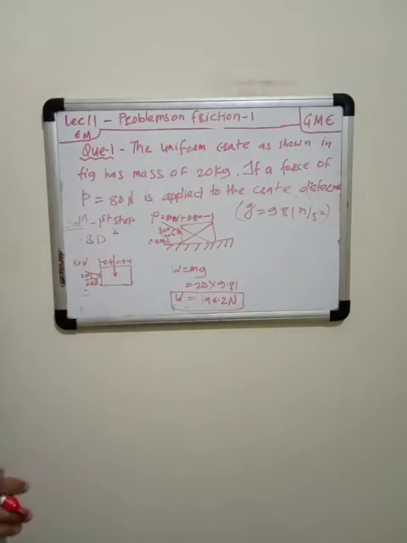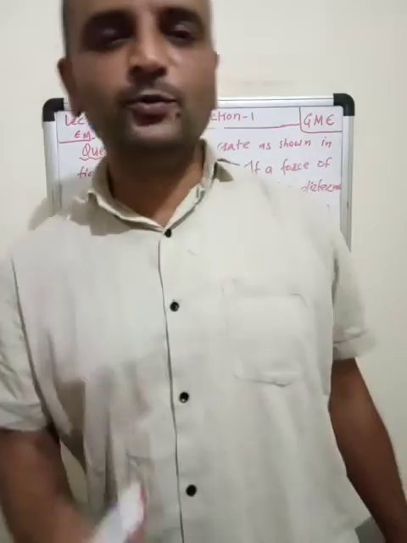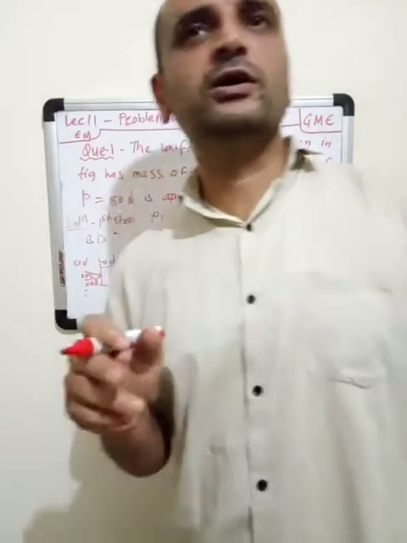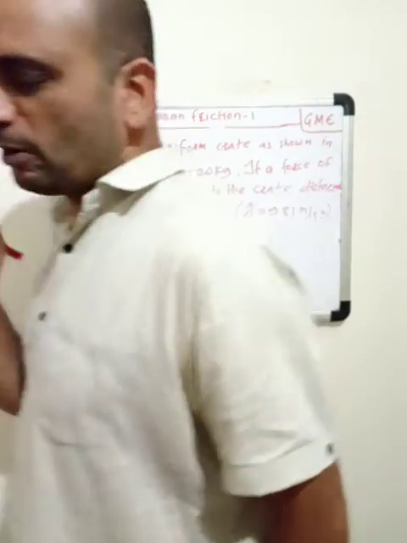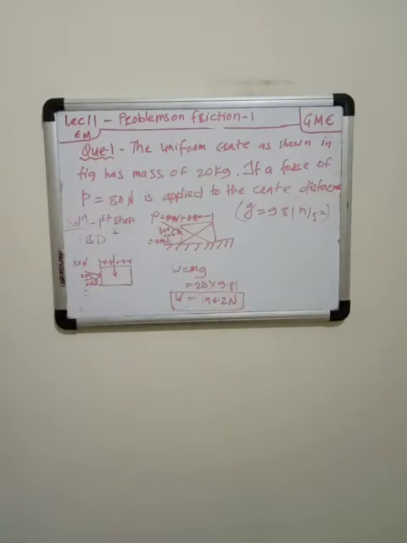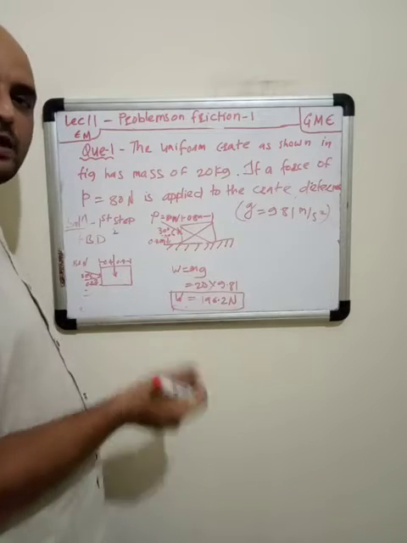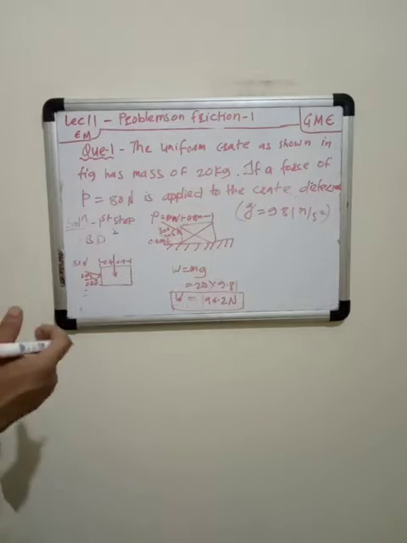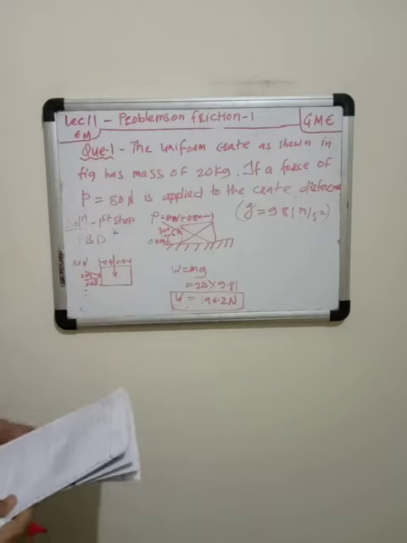I am writing the answer, but it's your duty to cross check the answer, because answers are very important. If you miss the answer, or answer wrongly, then the whole problem will be wrong. Because in the design, the answers are very important, right? Anyhow, dimensions play an important role. That's why this is very important.